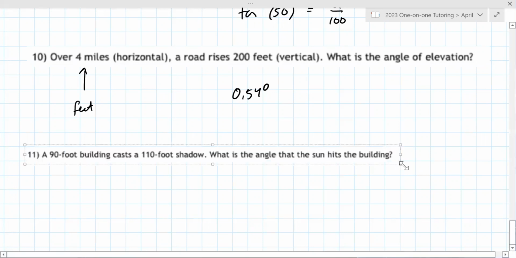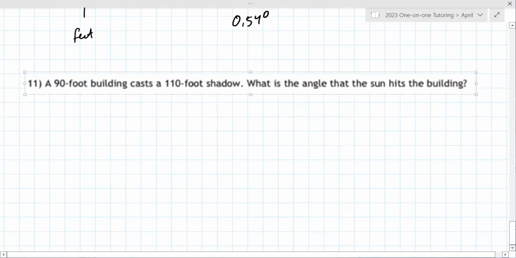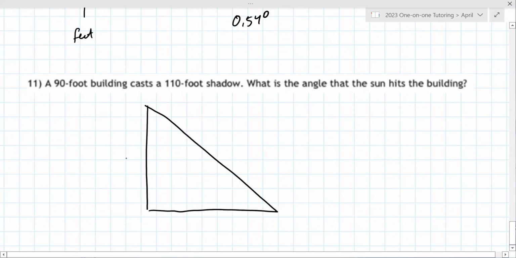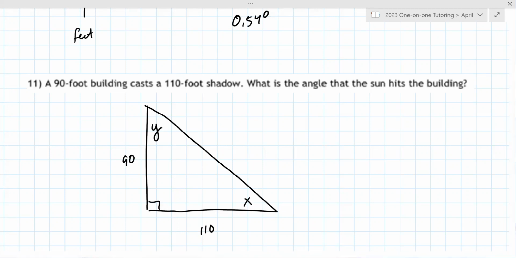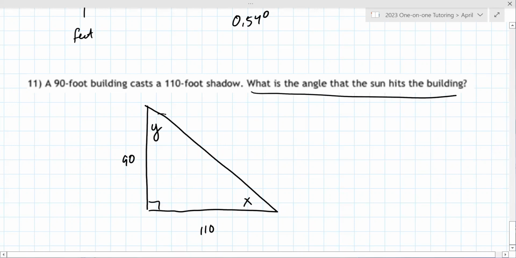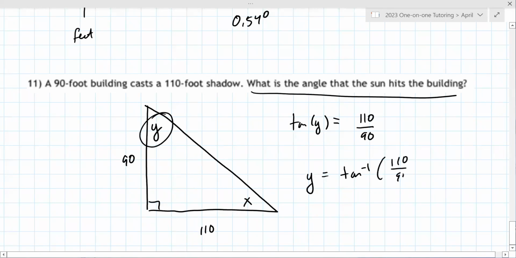All right, so here is a new problem. The 90-foot building casts a 110-foot shadow. Are we solving for angle X or Y in this problem or other? I think we're solving for angle Y. Yes, and that's based on what we saw in one of the earlier problems. So this is tangent of Y equals 110 over 90. Y is the arctangent, tan inverse, of 110 over 90.